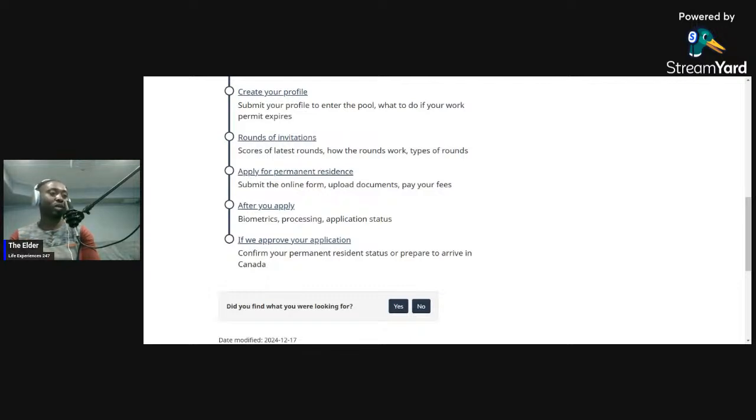You can only use it once. So you move to Canada, they cancel that, they sign on your COPR, and then that is it. You are officially a permanent resident. Sometimes you have to go home, and then they send you your permanent residence card later. And once you have your permanent residence card, you are now a permanent resident.